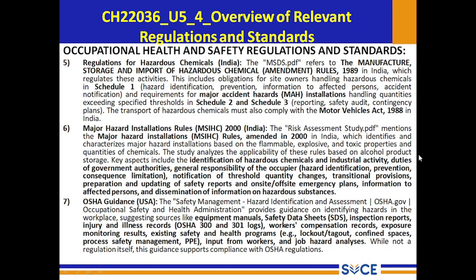Notification of threshold quantity changes. Suppose we need much more quantity or less quantity, there's a change in the quantity that we have to record it. That's what again I repeat. Key aspects include identification of hazardous chemicals, industrial activity, duties of the government authorities, general responsibility of the occupier, hazard identification, prevention, consequence and limitations, notification of threshold quantity changes, transitional provisions, preparation and updating of safety reports, and on-site, off-site emergency plans.